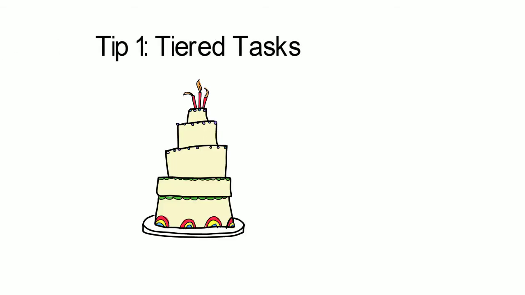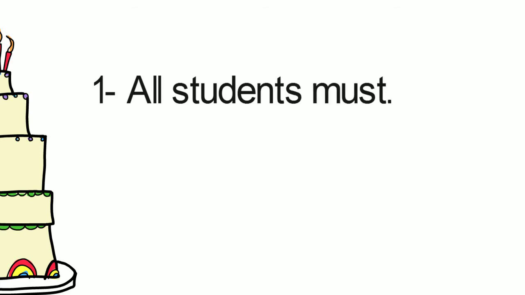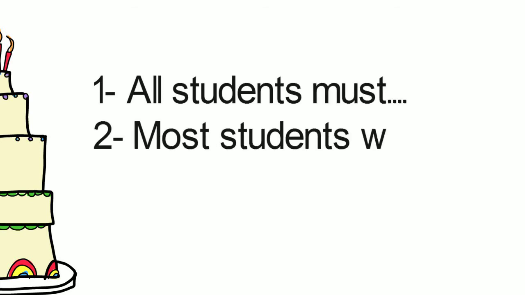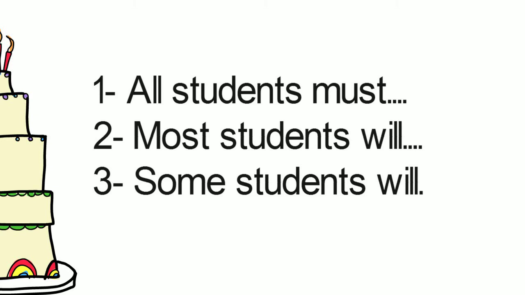Tip 1. Tiered tasks. If Mrs. Green hands out a task, there's no way that everyone will finish it at the same time, which is okay. She adds extension tasks, knowing that around half the class will get onto the first extension task, but having a second extension task to push those that are able to.